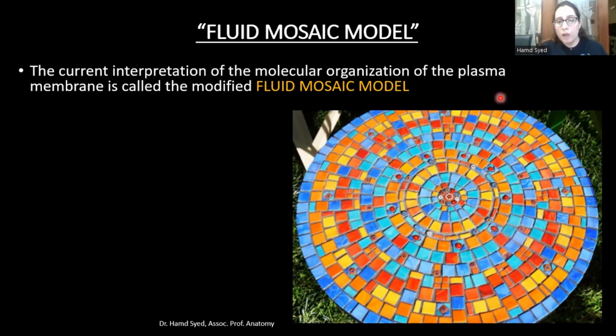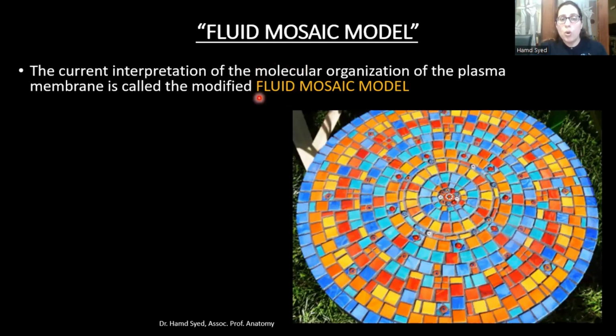In very simple words, I've shown this picture to you. A mosaic is a tile pattern in which different pieces or blocks are brought together to produce a bigger pattern or display. This is known as a mosaic. Now, why is the cell membrane or plasma membrane called a mosaic? Because it has molecules which have been arranged and modified in such a way that it gives the appearance of a mosaic. And this is known as the fluid mosaic model.